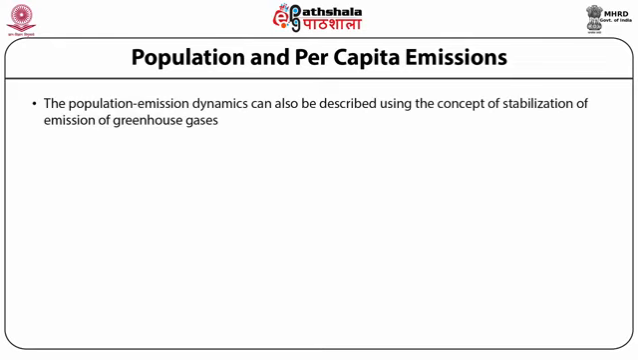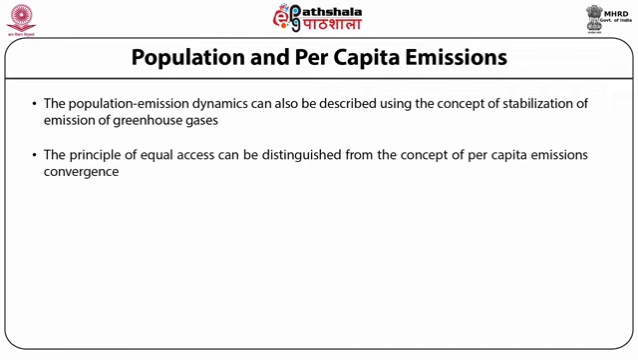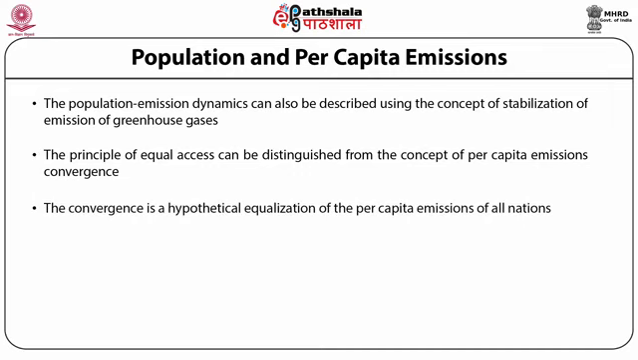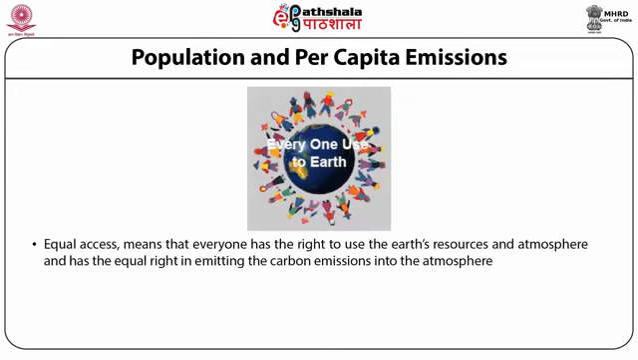The population emission dynamics can also be described using the concept of stabilization of emission of greenhouse gases. This can be very well analyzed using the logic of equal access. The principle of equal access can be distinguished from the concept of per capita emissions convergence. The convergence is actually a hypothetical equalization of the per capita emissions of all nations, which few economists believe will ever occur.